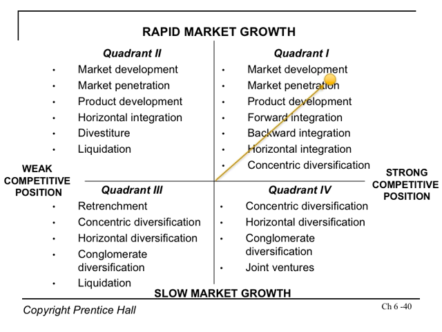And just like the SPACE matrix and the IE matrix, it deals with both external and internal factors, right? In this case, competitive position would be your internal factor, and market growth you don't have control over, unless you're a monopoly. Similar to the SPACE matrix, you need to learn the quadrants very well: what factors fall within quadrant one, two, three, and four.